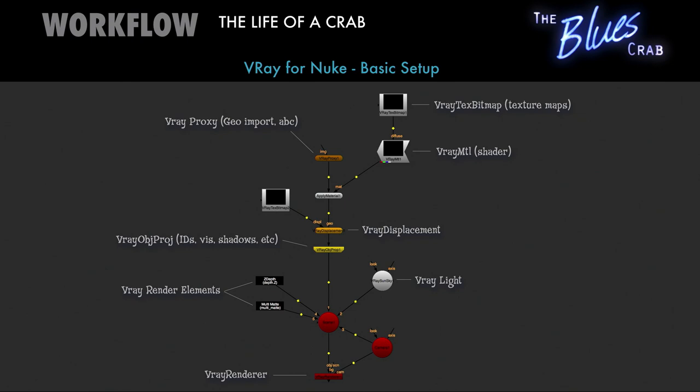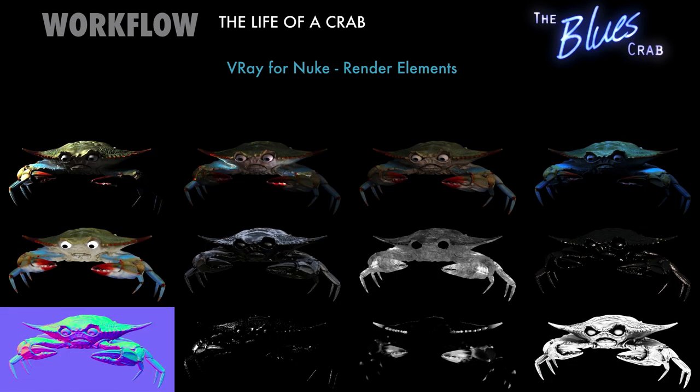V-Ray displacement and V-Ray object properties node in the middle. An object properties node is a great utility for controlling GI, shadows, setting up object IDs for mattes, and much more. Below that is V-Ray render elements, which is an exhaustive list of predefined AOVs that make any comper drool. No setup needed. They're ready to roll. On that note, here's a set of render elements I output with V-Ray defaults and a few custom matte channels for use in look developing the crabs.